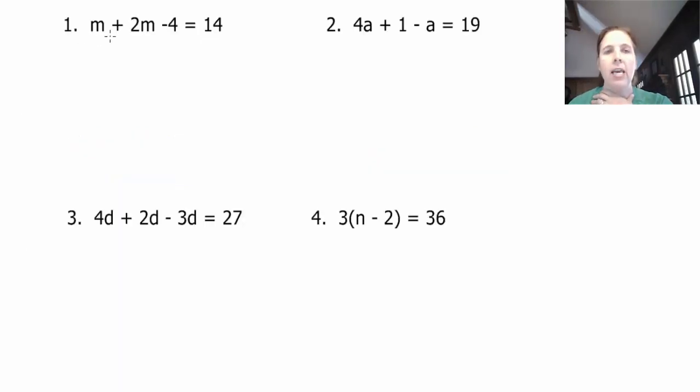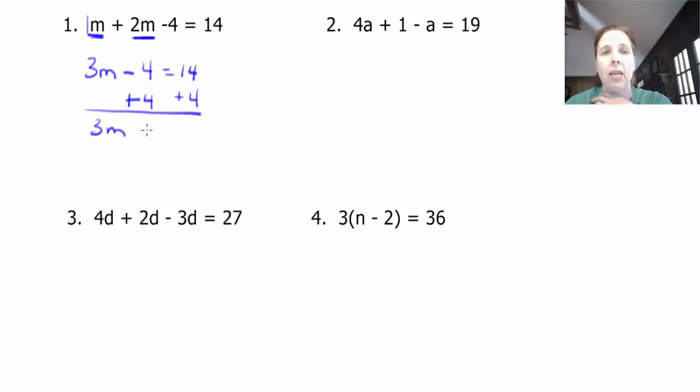The first one here, m plus 2m minus 4 equals 14. So we have m and 2m, those are like terms. Remember, there's really a 1 right here. So this is 3m minus 4 equals 14. Now it's a two-step equation like we did in 7-1. So we're going to add 4 to both sides. What we do to one side, we have to do to the other. And we get 3m equals 18. And then we're going to divide by 3. M equals 6. And you're done.